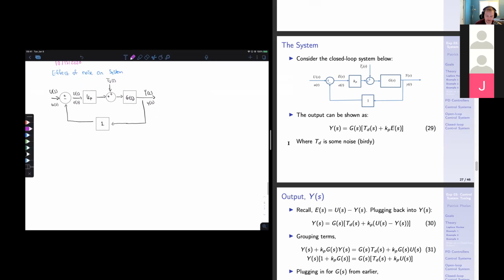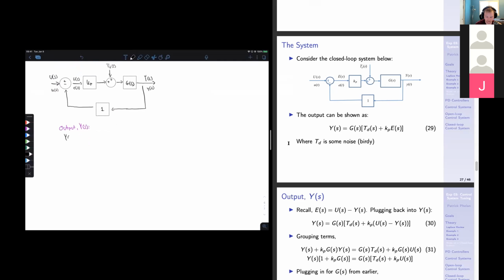Okay, so let's look at the output. So we're going to have big Y sub S equals our transfer function G sub S, that's relating the input force to our output, multiplied by the noise that we have on the system. That's the bird just going ham, plus KP, our proportional gain, multiplied by the error, E sub S.